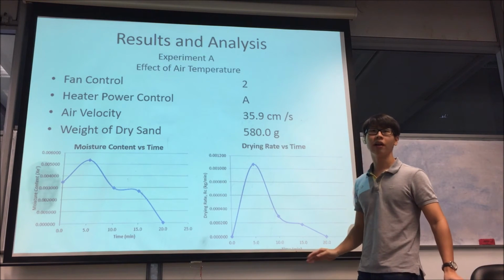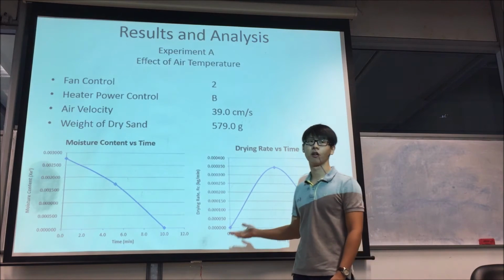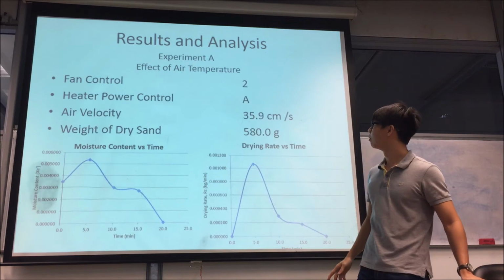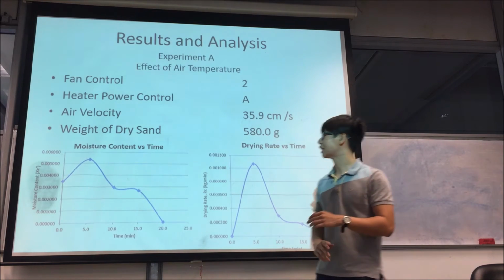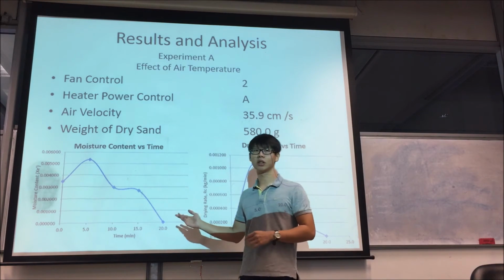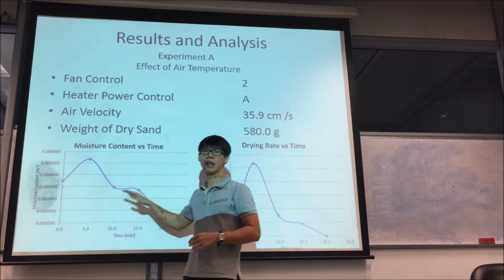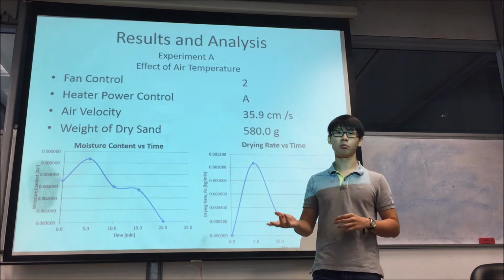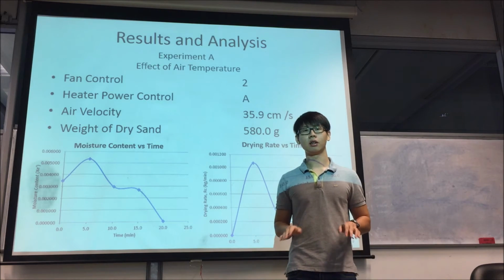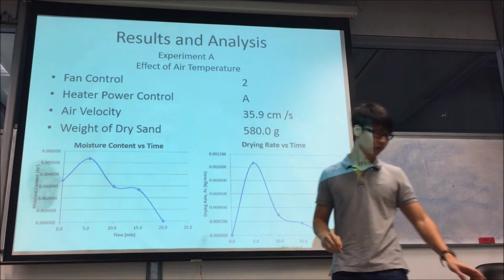It's actually lower, and the time taken for the drying is actually 10 minutes for the heater power of B, 20 minutes for heater power of A. However, there's some errors in the moisture content versus time graph of heater power of A, which it shouldn't be like this, it should be slowly decreasing. However, maybe some errors we did during the weighing process, therefore there's some mistake on it.